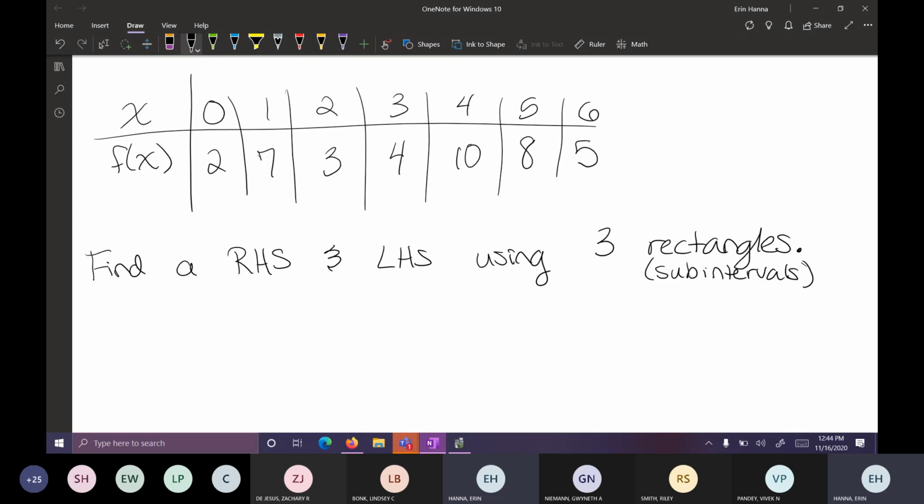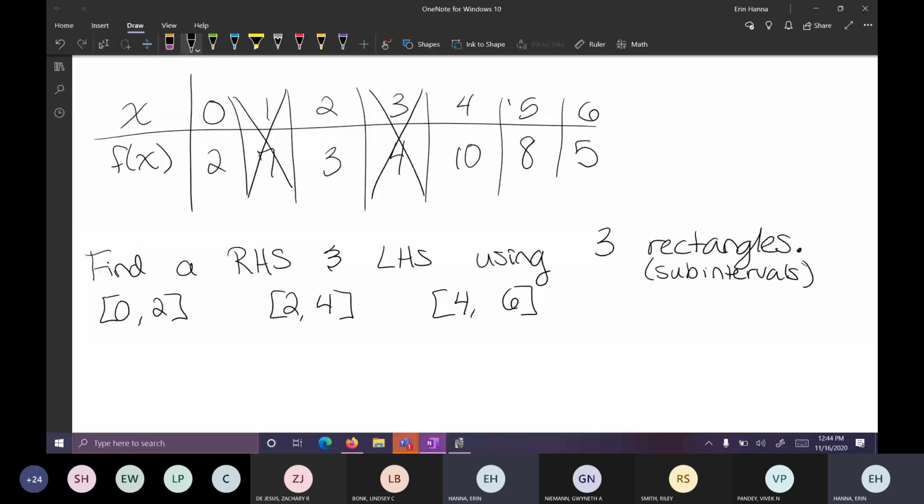Now we're going between 0 and 6, so you want to use the entire length of the table. But essentially, if we're going from 0 to 6 and splitting it up into 3 pieces, 6 divided by 3 is 2. So each interval we're working over should have a width of 2. So we're working over these 3 intervals. The only numbers we care about, we don't care about 1, we don't care about 3, and we don't care about 5. So there's almost too much data on this table.